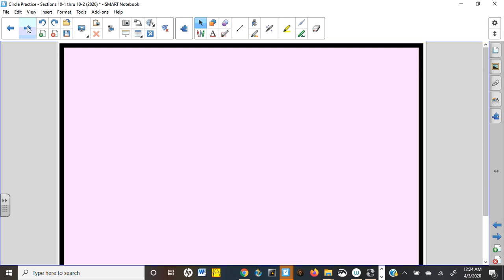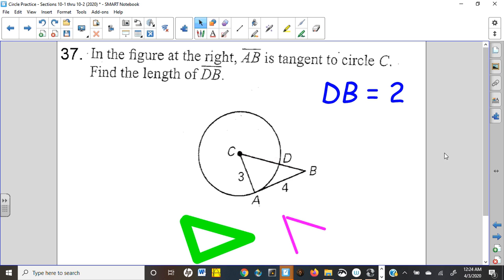You didn't have to do the next 24 problems, but you did have to do 37, which on the surface looks a little tricky because it's like, all right, they give me a circle with a radius of 3, and they ask for this little piece, and this little piece isn't even in the circle, right? DB. So that's what I think makes this kind of confusing. It's like, how the heck am I supposed to find that little chunk there?